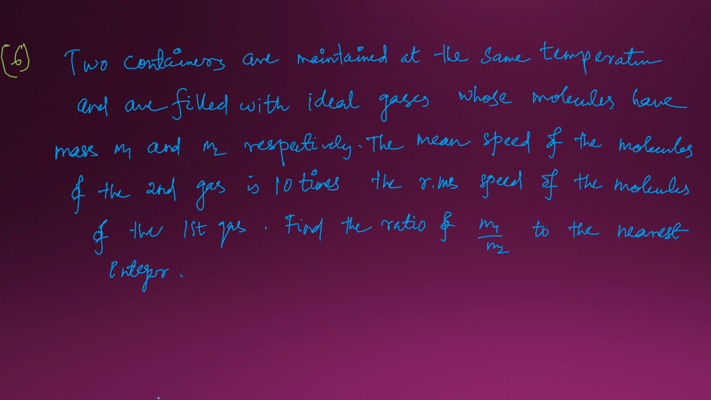Two containers are maintained at the same temperature and filled with ideal gases whose molecules have mass m1 and m2 respectively. The mean speed of the molecules of the second gas is 10 times the RMS speed of the molecules of the first gas. Find the ratio of m1 by m2 to the nearest integer. Read the question first one or two times, then I will solve it.